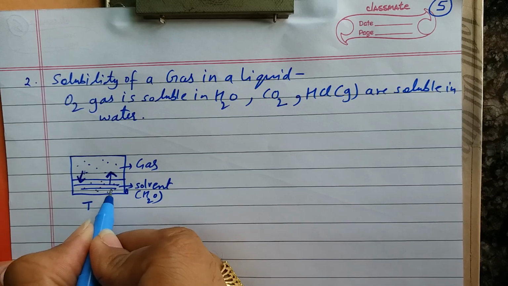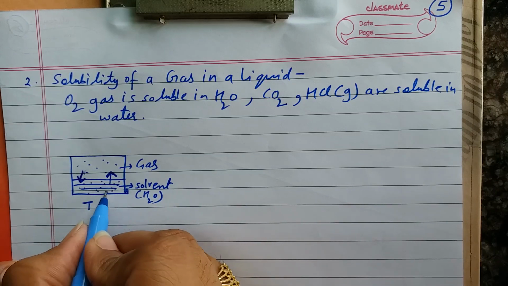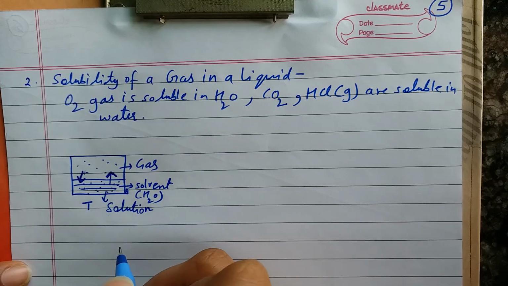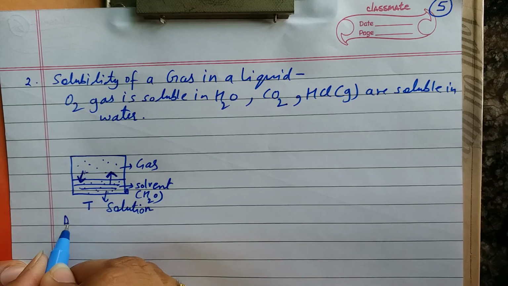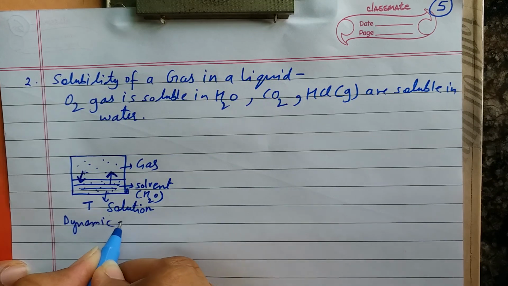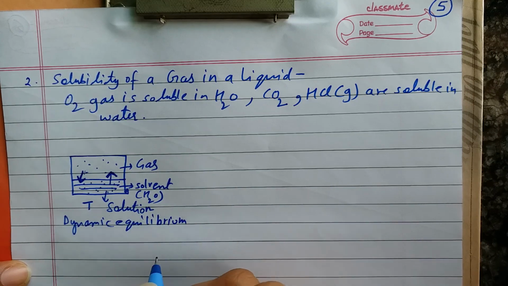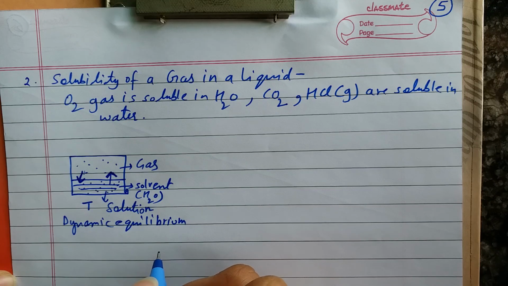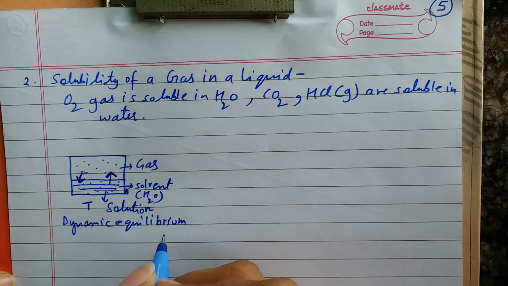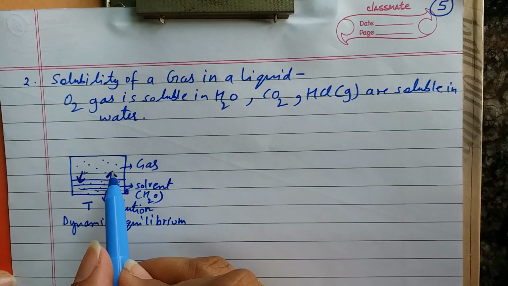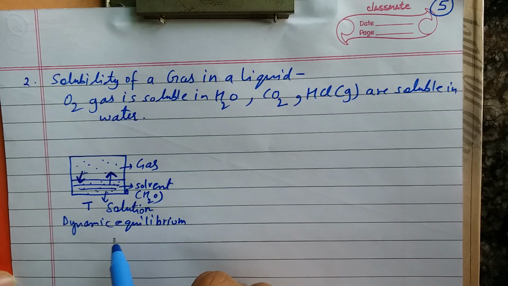So what do you have now here is not just the solvent, but what is formed finally? This is now a solution where a gas is dissolved in a solvent and the system is at dynamic equilibrium. What is dynamic equilibrium? When two processes are going on hand in hand exactly at the same rate, but in opposite directions. So you see here the gas is getting dissolved and it's going out into the gaseous state at the same time. So this system is in dynamic equilibrium. Two processes going on exactly at the same rate.